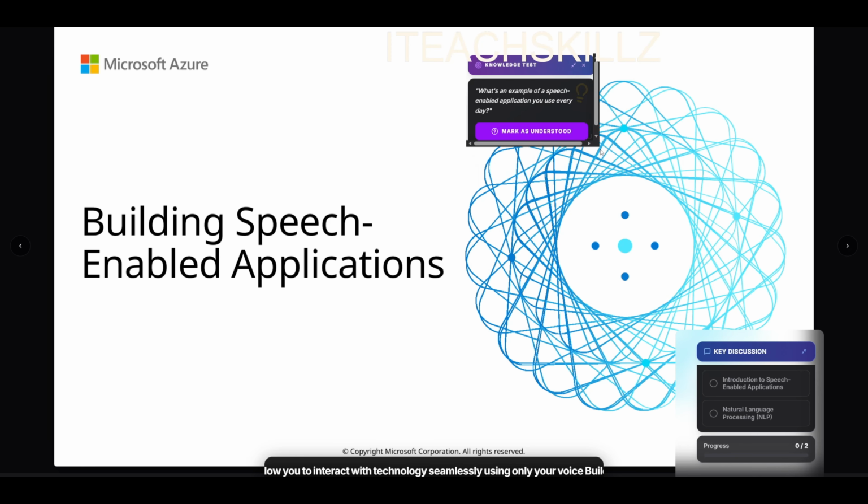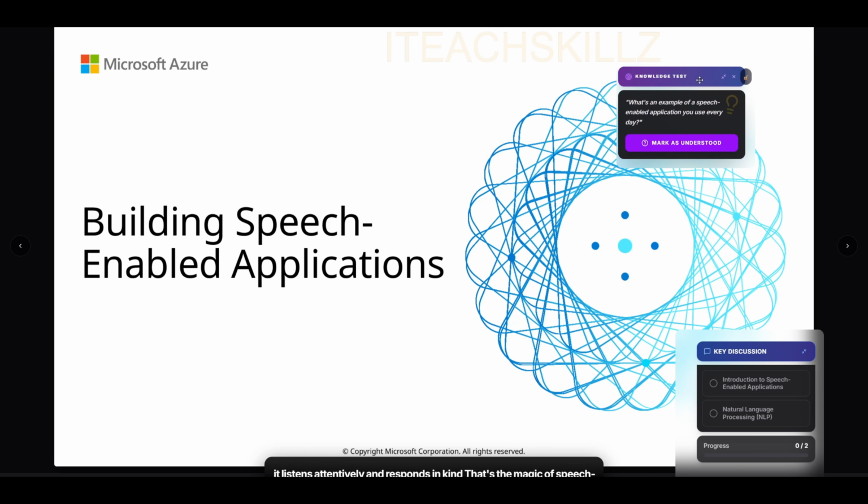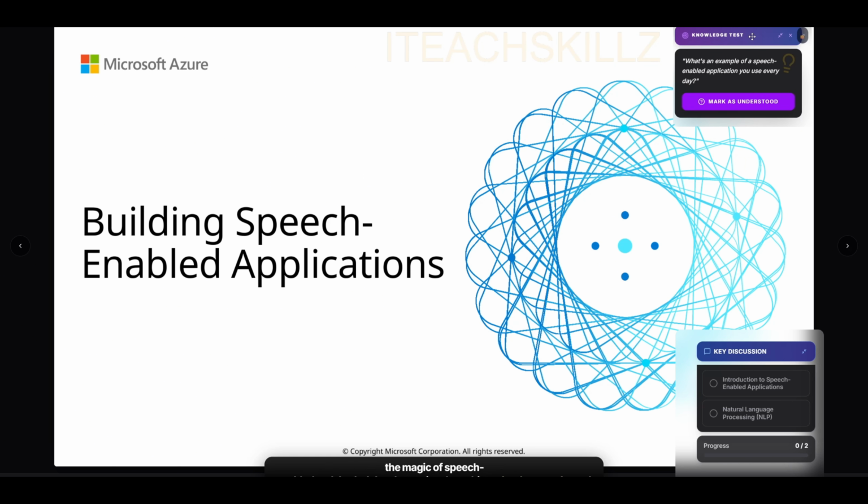Building on that, these applications use natural language processing to understand spoken words and convert them into actions or responses. Imagine having a conversation with your computer where it listens attentively and responds in kind. That's the magic of speech-enabled tech. Let's delve deeper into how this technology works and its practical uses.